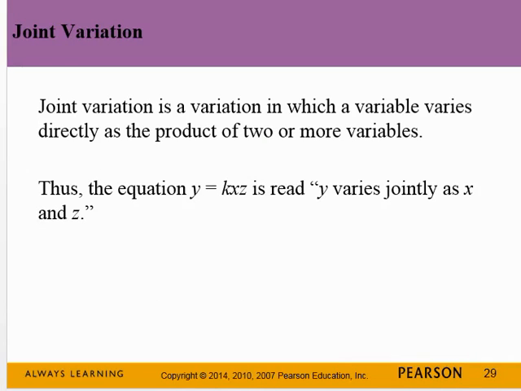A joint variation is a variation in which variables vary directly as the product of two or more variables. Thus the equation y equals k times x times z will read y varies jointly as x and z.